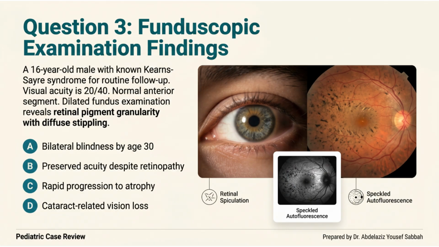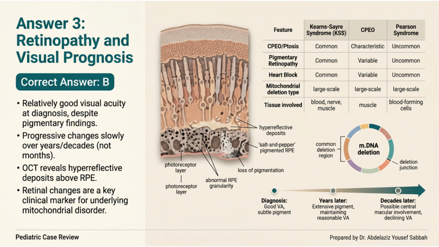Case 3. A 16-year-old male with known Kearns-Sayre syndrome attends for routine follow-up. His visual acuity is 20/40. The anterior segment of the eye is normal. Dilated fundus examination reveals retinal pigment granularity with diffuse stippling. Regarding the visual prognosis, which statement is most accurate? Option A, bilateral blindness by age 30. Option B, preserved visual acuity despite the retinopathy. Option C, rapid progression to retinal atrophy. Option D, cataract-related vision loss. The correct answer is option B.